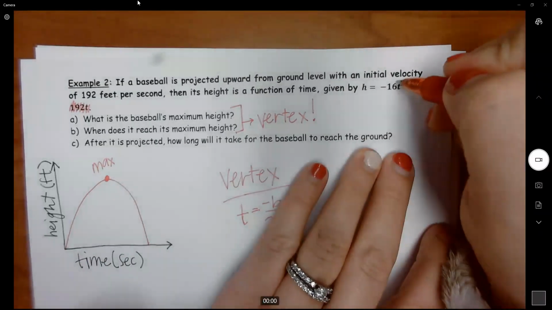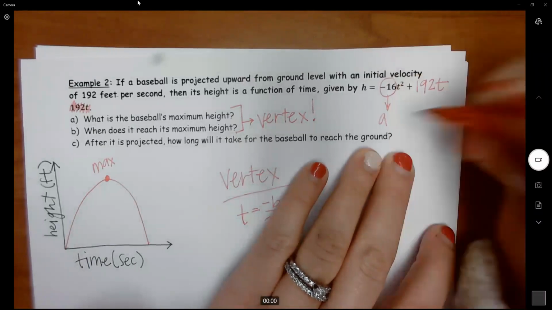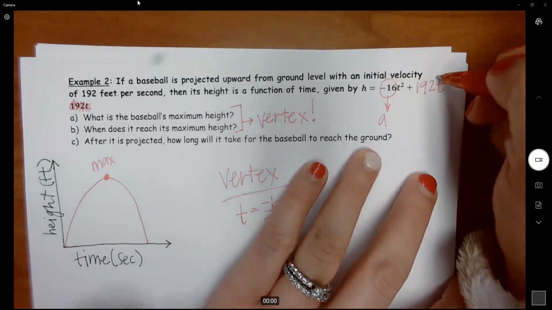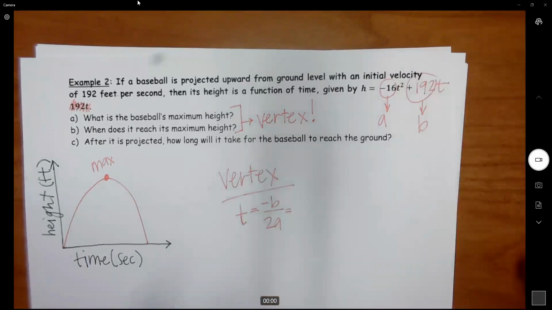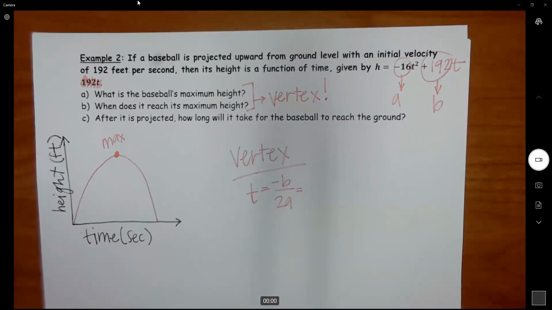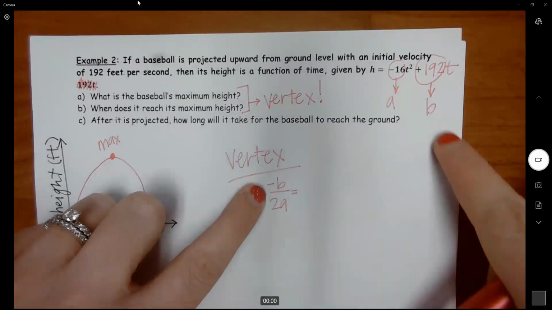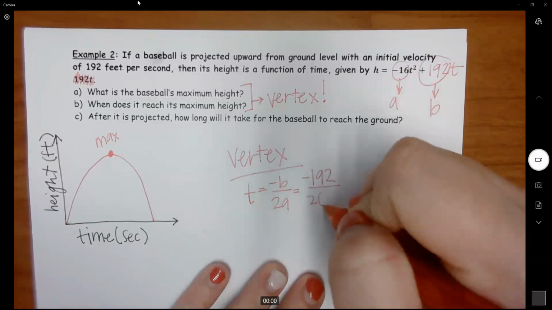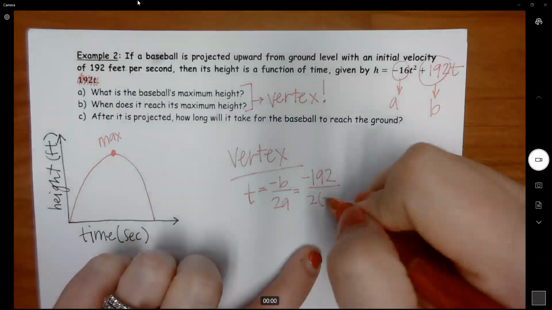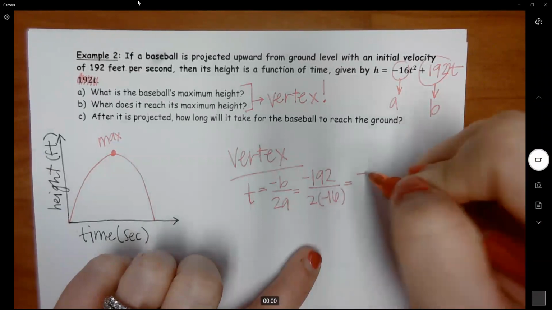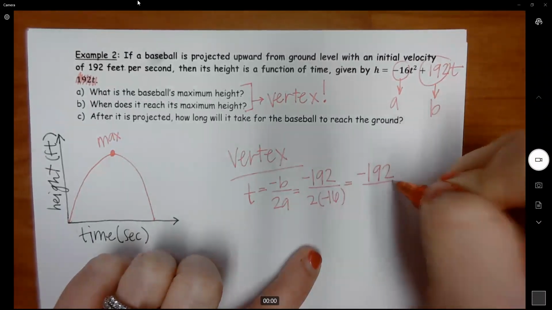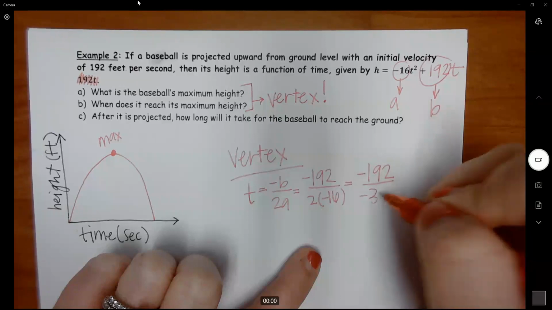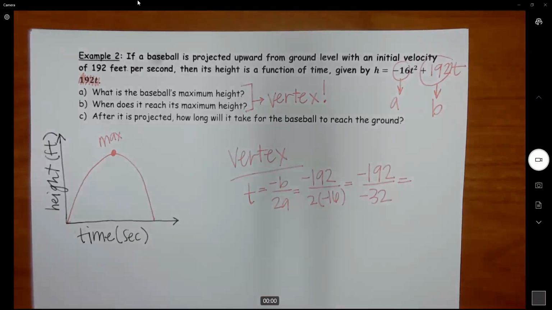Here, my a is negative 16 and my b is 192. So negative b is a negative 192 over 2 times a, which is negative 16. So I get negative 192 over negative 32. And hopefully that divides in evenly. We get 6.